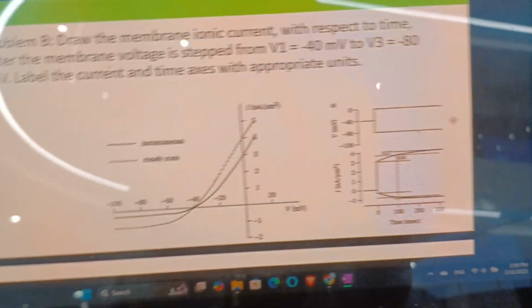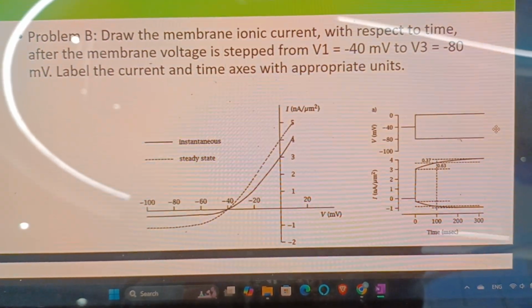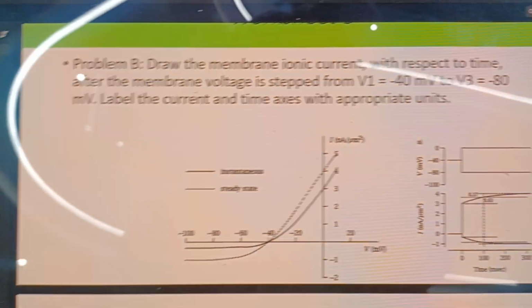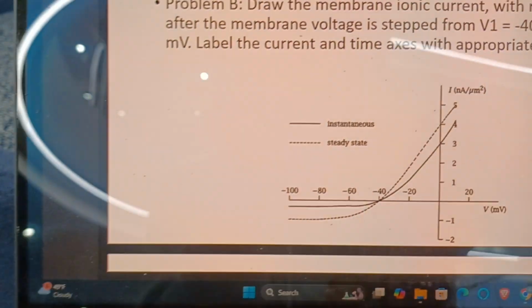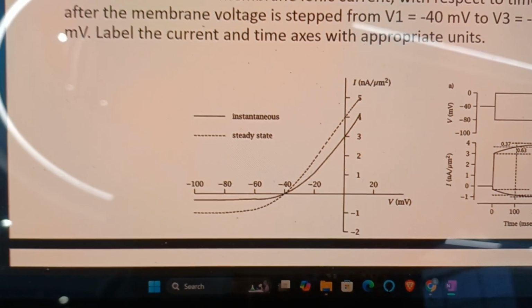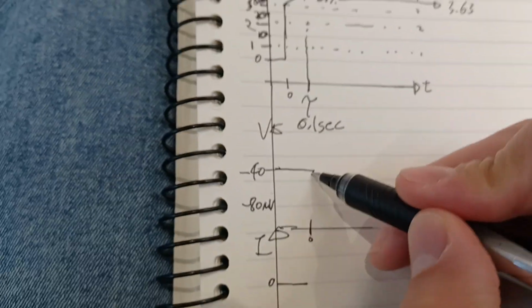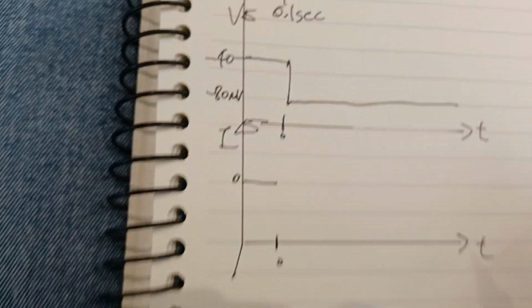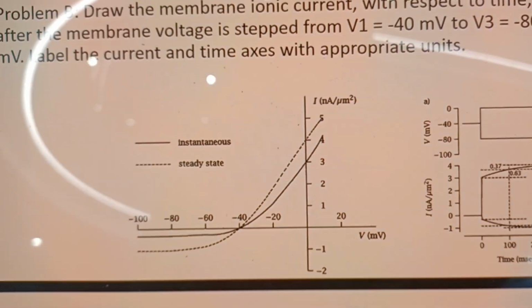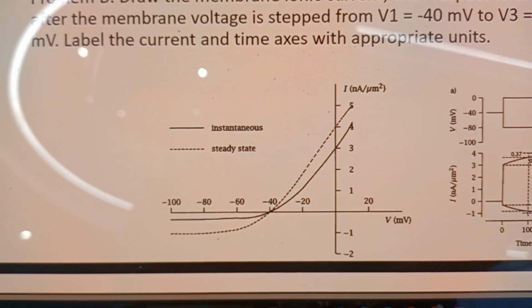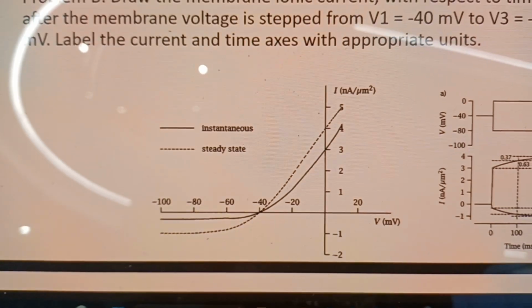The second problem is asking, so the only thing that's changed is the voltage going from negative 40 to negative 80 millivolt. In that case, the answer is already shown in here, so we can do the same thing for voltage. The time versus voltage curve is going to go from negative 40 to negative 80 instantly, and then it's just going to stay there. For current, we see there's two curves again, instantaneous and steady state. And instantaneously, you will follow the instantaneous, the solid curve, which goes to negative 80.